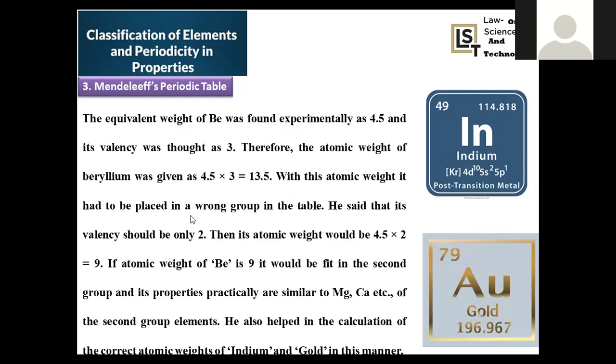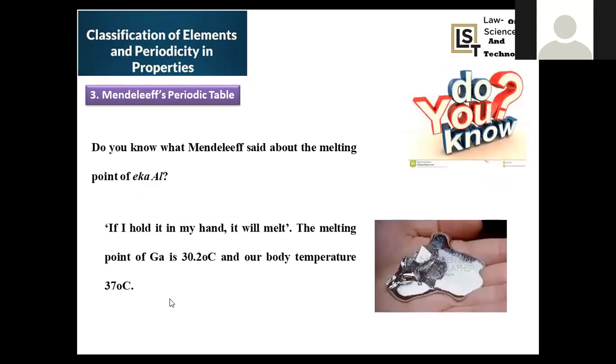With this atomic weight, he had placed it in a wrong group in the table. He said that the valency should be only 2. Then its atomic weight, 4.5 into 2, is equal to 9. So the atomic mass will become 9. So here the element will be beryllium. The already established valency is 3, so 13.5 was given. But he assumed that its valency will be 2 only rather than 3. So this is how he corrected the already established value. 4.5 can be multiplied with 2 rather than 3, so that it will become 9 only. So beryllium is 9, and it would fit in the second group. Let us move on to his periodic table.